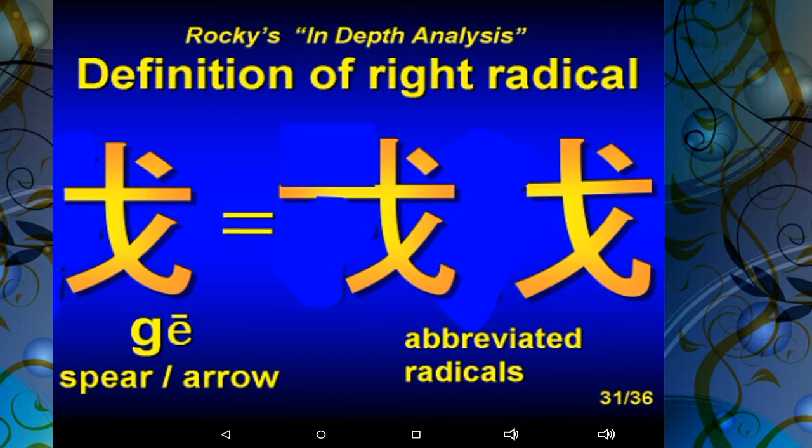Now, this particular radical actually has a name, and it's Ge. It stands for spear or arrow. But let's take a look at these two abbreviated radicals. And you might notice that the stroke from left to right is a long stroke, and the stroke from left to right is actually a short stroke. Again, these are abbreviated characters.